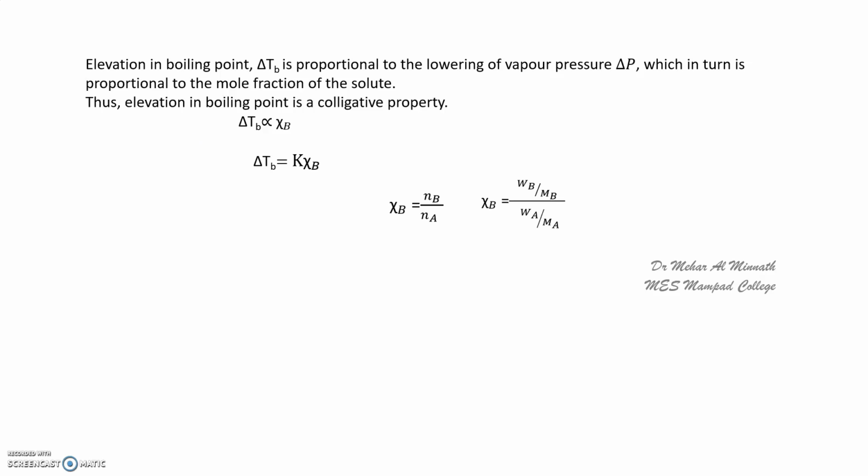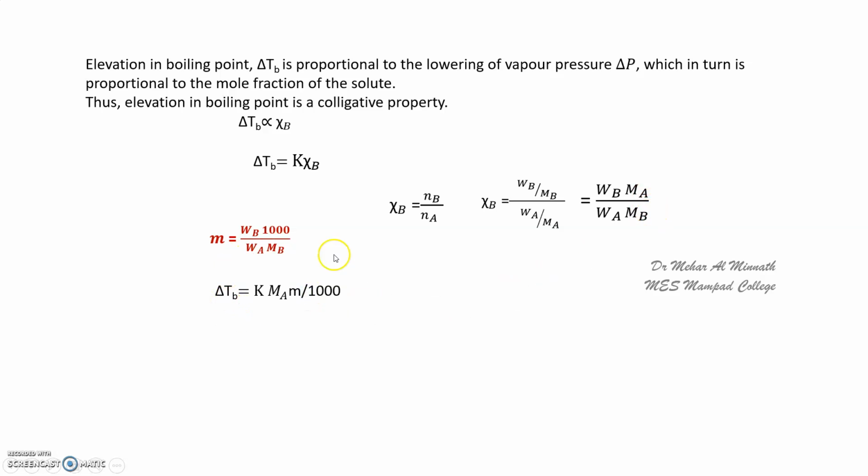The number of moles of B is equal to weight of B by molecular weight of B, and the number of moles of A is equal to weight of A by molecular weight of A. Now substituting for chi B, we get chi B equal to WB MA by WA MB, and we know that molality is equal to WB into 1000 by WA into MB. What we do is multiply the numerator and denominator over here by 1000.